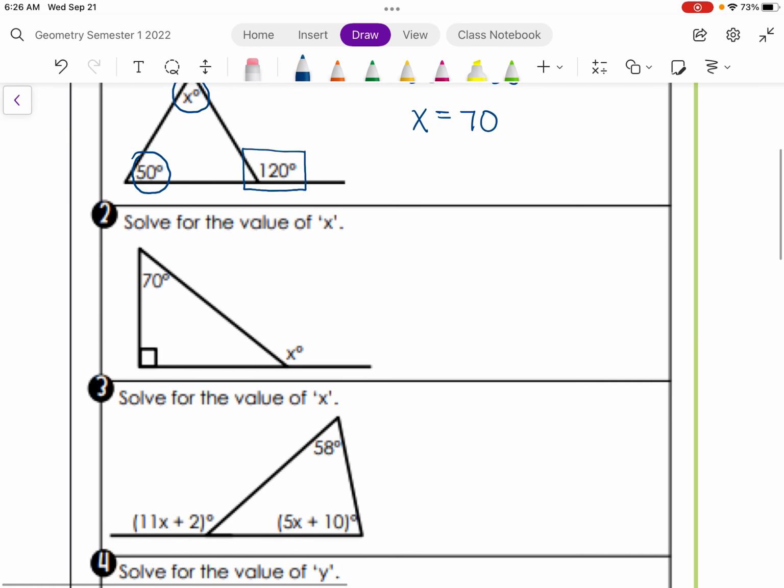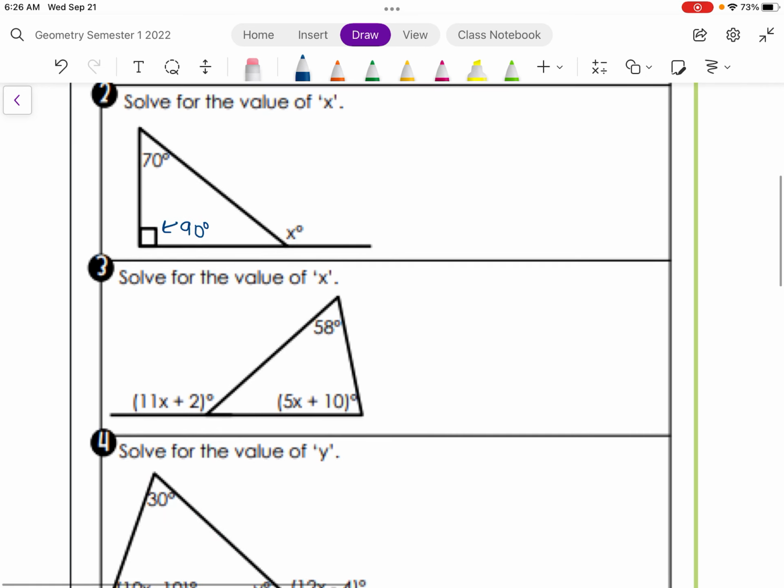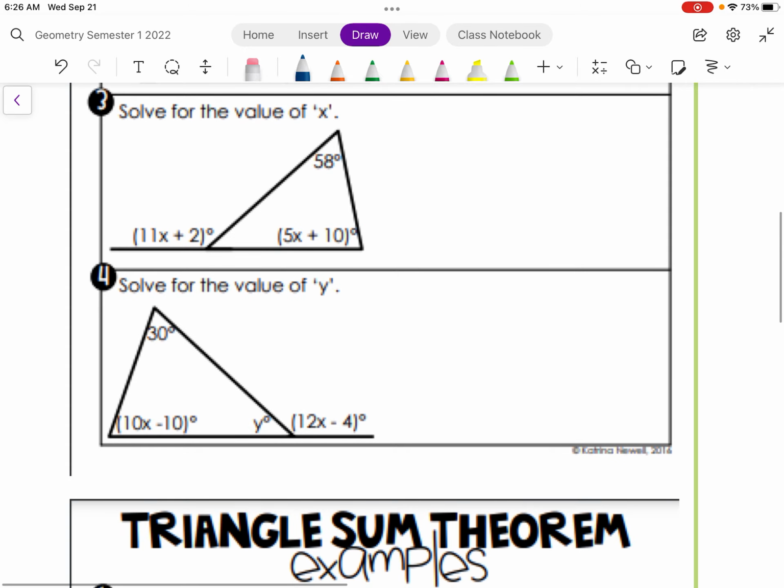Number two is the same way. Just remember that that means that it's 90 degrees. So for the time of this video, I'm going to keep on going to something a little harder. Okay. So let's look at number 4, because 3 is very similar to 4, but 4 has one extra step. So I'd rather show you the one extra step. Okay. So we want to eventually solve for y.